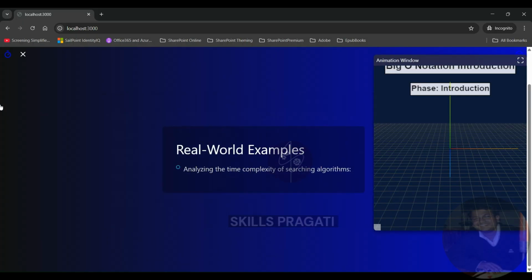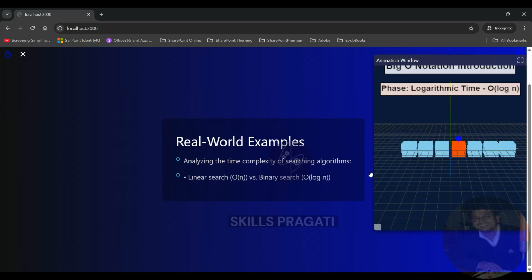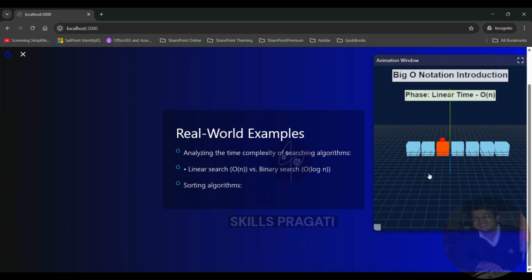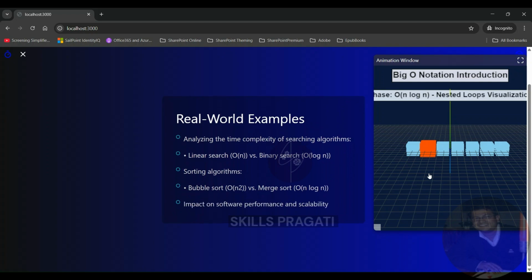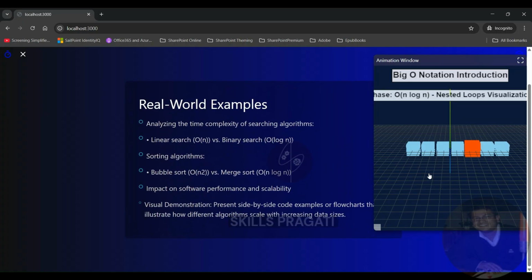Let's consider some real-world examples. When analyzing searching algorithms, we see that a linear search operates in O(n) time, while a binary search is much more efficient with O(log n) time. In the realm of sorting algorithms, comparing bubble sort, O(n squared), to merge sort, O(n log n), clearly shows the impact of algorithm choice on performance. These examples highlight the direct impact on software performance and scalability.